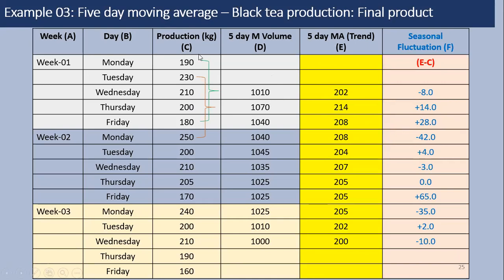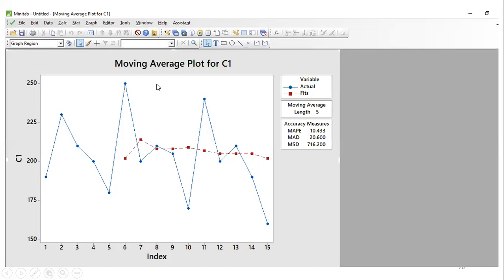Nothing very complex here. Production, moving average, and seasonal fluctuation. How to get it: F equals E minus C, right? Then we have that data, and we can draw this graph using Minitab. I will show you how to do it. In blue, you can see the actual production value, but in brown, you can see the moving average. It shows how it behaves within this entire time period, right?